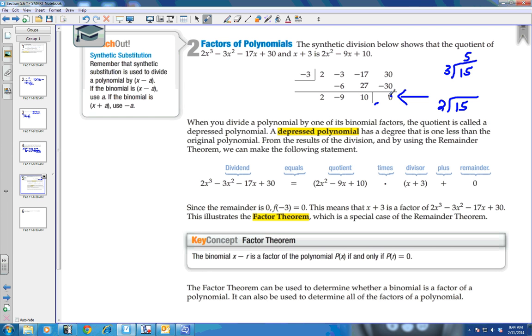And it says right here, when you divide a polynomial by one of its binomial factors, the quotient is called a depressed polynomial. A depressed polynomial has a degree that is 1 less than the original polynomial. And that's what we learned whenever we were doing synthetic division. So it says the binomial x minus r is a factor of the polynomial if and only if its remainder is 0. And the factor theorem can be used to determine whether a binomial is a factor of a polynomial. All right, so let's use the factor theorem to do example 4.